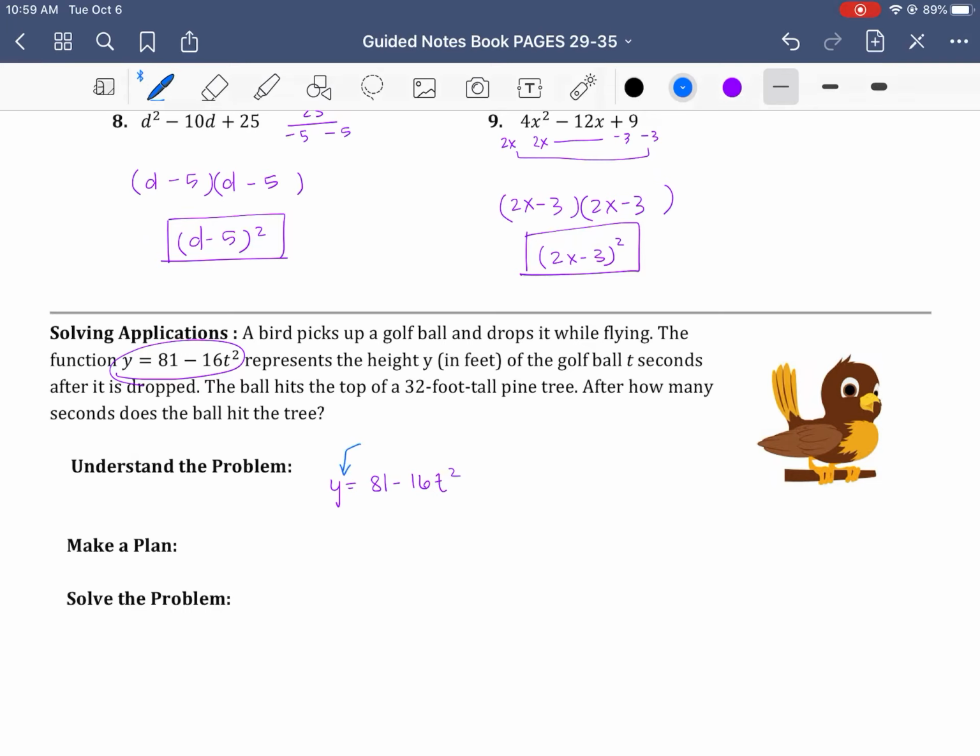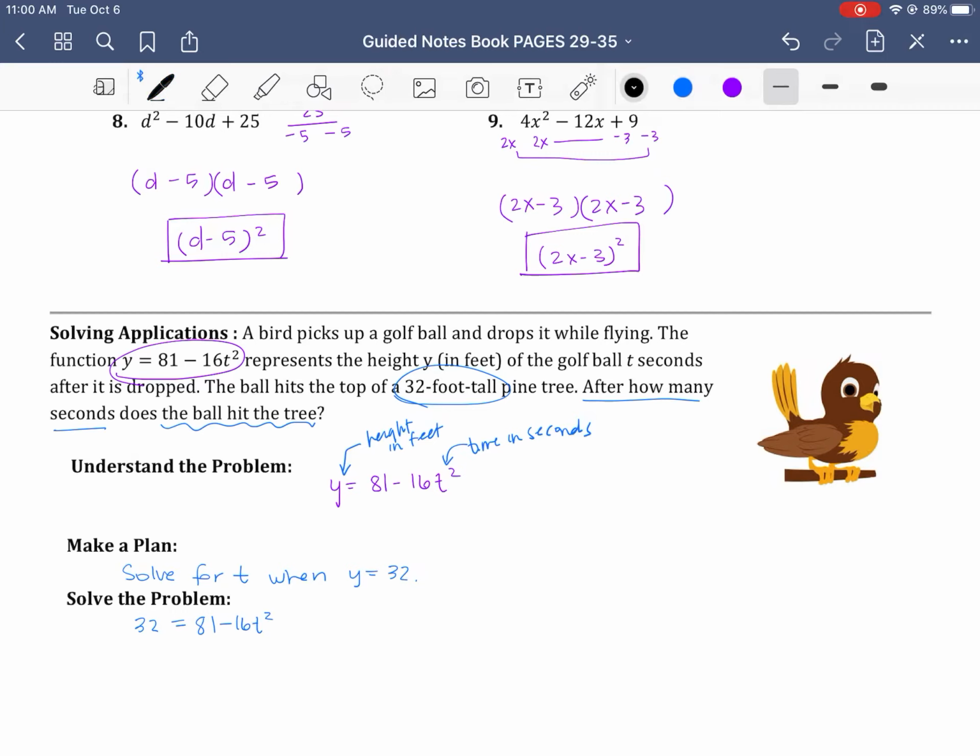So again, it's just important that we understand what everything represents. So this represents height, in feet, and t represents time in seconds. So when it asks me to find after how many seconds, when I'm making my plan, I know that I'm going to be solving for t, and that's really important to understand what we're solving for. And then what other information does it want me to figure out? It says, does it hit the tree? And the tree is 32 feet tall, so y represents feet. So when y is 32, we can solve for t. So if I let 32 be y, I get 81 minus 16t squared, that's equal to 32.